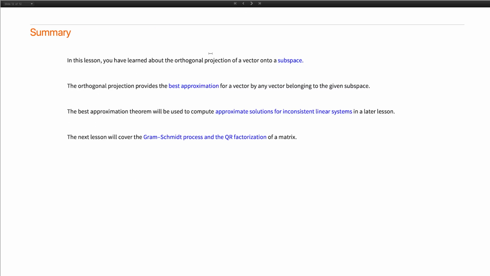Okay, so let's summarize over here. We've talked in this lesson about the orthogonal projection of a vector onto a subspace, not on all of Rn. And this projection provides the best approximation for the vector y in terms of that subspace. And later on, after a lesson, we'll talk about finding approximate solutions for inconsistent linear systems using this notion. But before we do that, we need one more piece of machinery, and that's the so-called QR factorization. So in the next lesson we'll talk about the Gram-Schmidt process and the QR factorization.